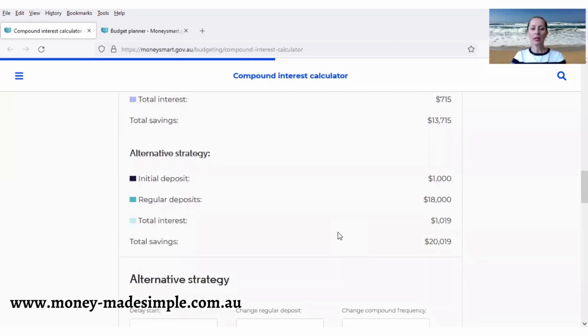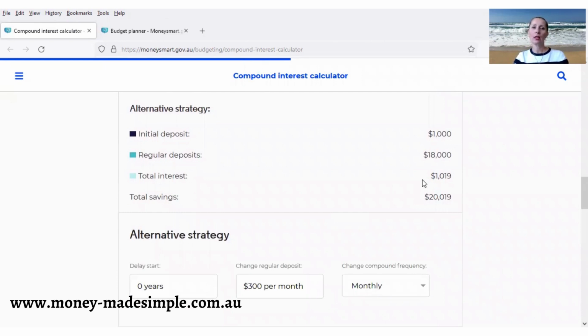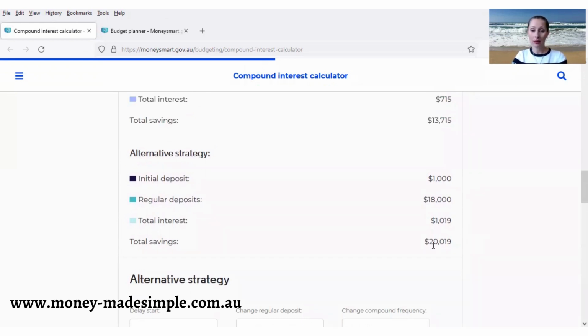And I've just tweaked it, made it an alternative scenario here, where instead of $200 a month, it's $300 a month you've added in, and that's given an extra, just nearly $7,000. So an extra $100 a month makes quite a difference, and that's the beauty of compounding. The increases start to build momentum. And it's great. So you could definitely buy a car for that.